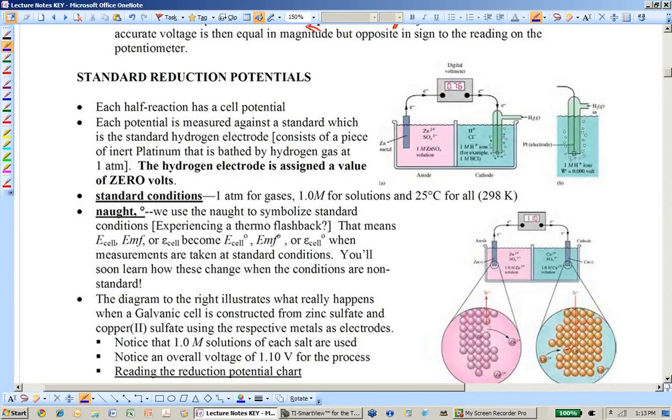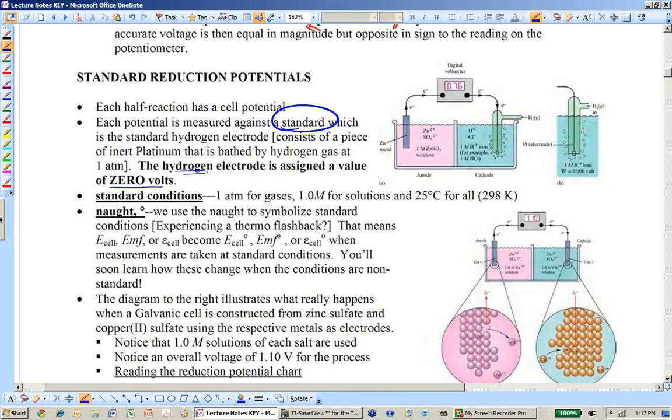Now we're going to have to refer in some of these example problems to some fancier potentials than this because the College Board one is oversimplified, but anything we need is contained within these notes, or so she says. We'll see. Okay. So each of those half reactions has a cell potential, and each potential is measured against a standard, because that's how we do things in chemistry. For instance, the standard we measure everything by on the periodic table is the isotope carbon-12. But this standard hydrogen electrode consists of a piece of inert platinum that's bathed by hydrogen gas at 1 atmosphere, and the hydrogen electrode is assigned a value of exactly 0.